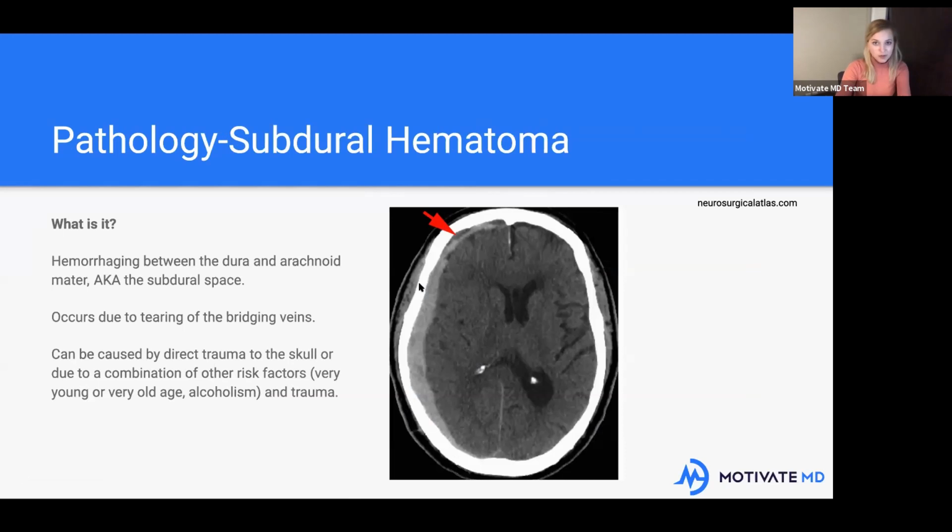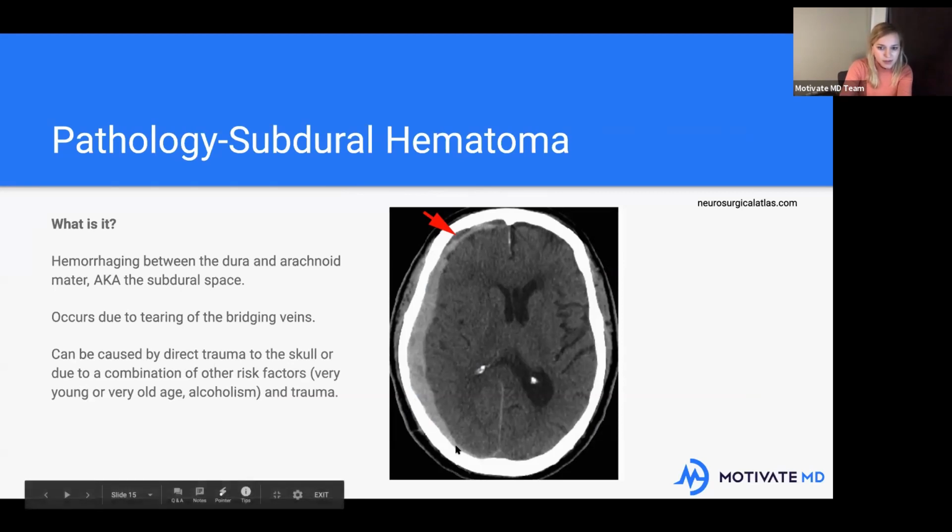All right, subdural, here we go. I'm just going to jump right to the picture. This is a completely different shape, completely different shape. Does anyone have any guesses as to why it's different?